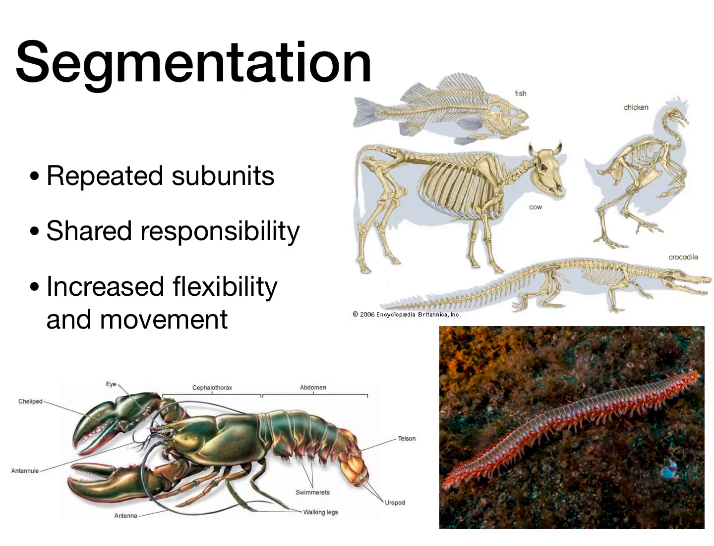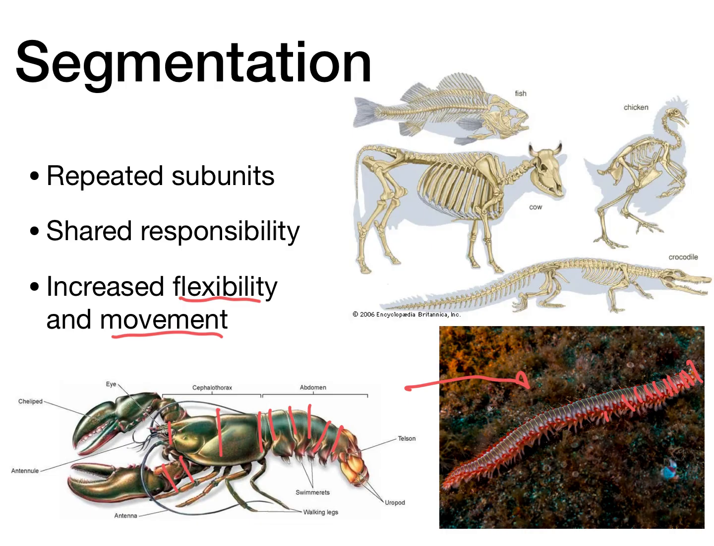We often have segmentation with bilateral symmetry as well. Segmentation means we have repeated subunits. It's really obvious in this millipede where we have these segments that are repeating. This adds a lot of flexibility and a lot of movement, even if you have an exoskeleton. And you can even see it in this lobster.